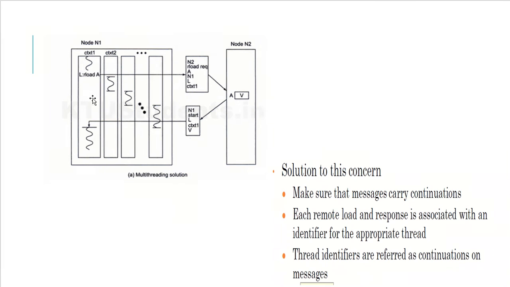Then the thread identifiers are referred to as continuations of the message. So you have to make sure that there are identifiers for each of the loads and these identifiers are going to work as the continuations of the messages. Just like we have sequence numbers for packets, you have to make sure that there are identifiers for each of the remote loads so that you can know where to continue with the execution. So these are some of the solutions that you can propose.